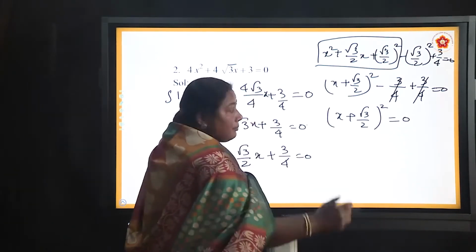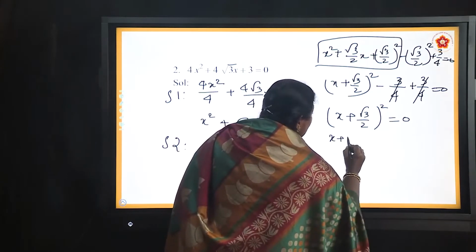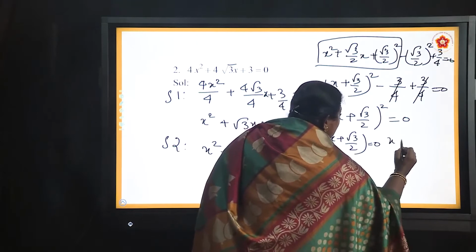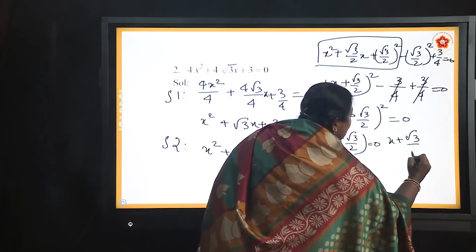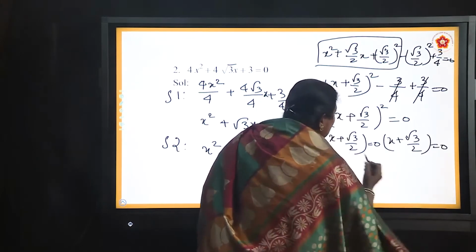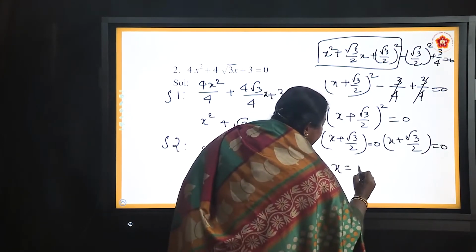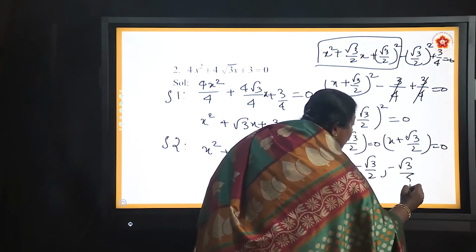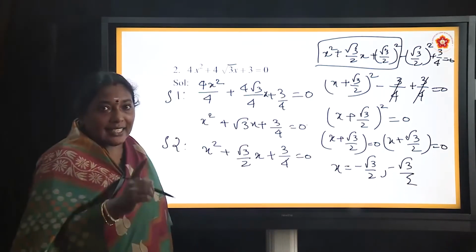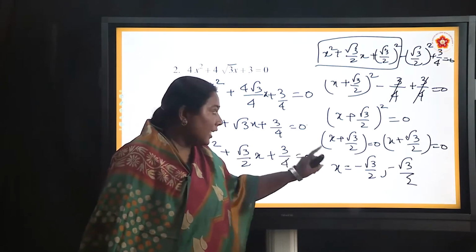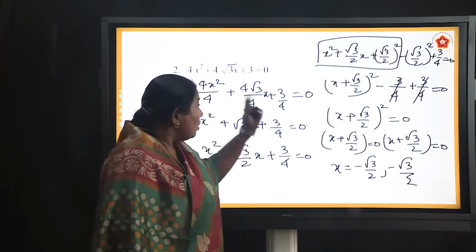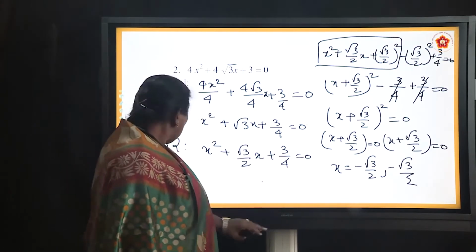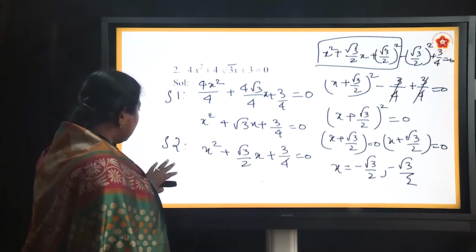That means double times we will get, which implies x plus root 3 by 2 one time equal to 0, next x plus root 3 by 2 second time equal to 0. So I will get x is equal to minus root 3 by 2 comma minus root 3 by 2. Keep it in mind, we got the answer same and equal, right. So, these are the calculations. It is a very easy way, just do it, we will get the answer. Okay, right.